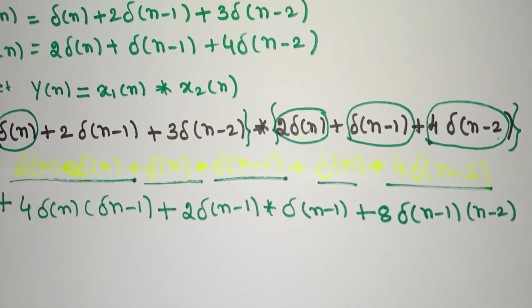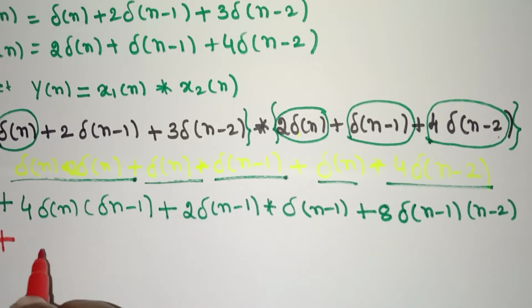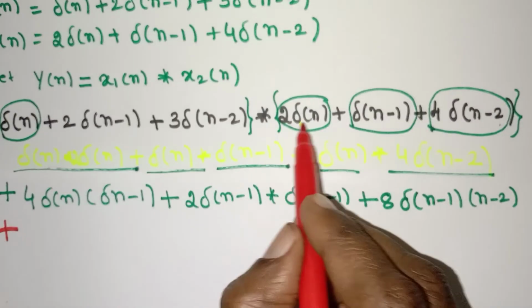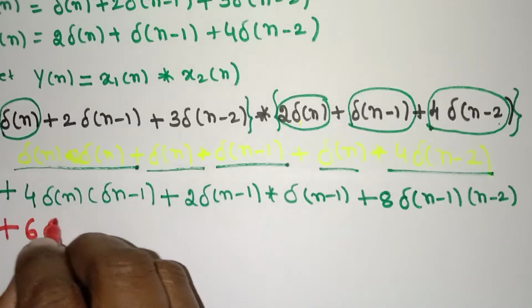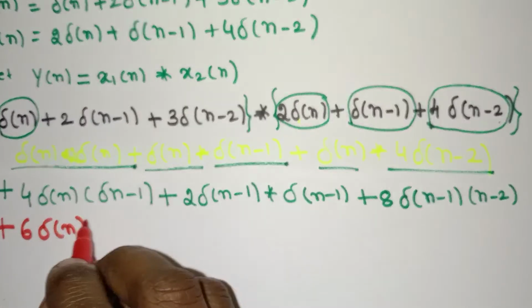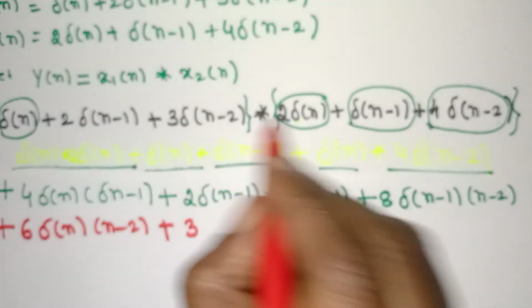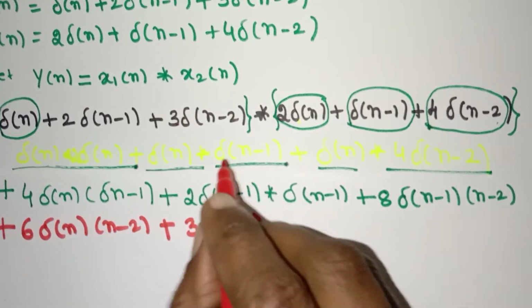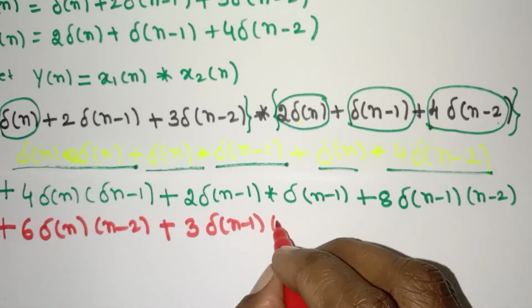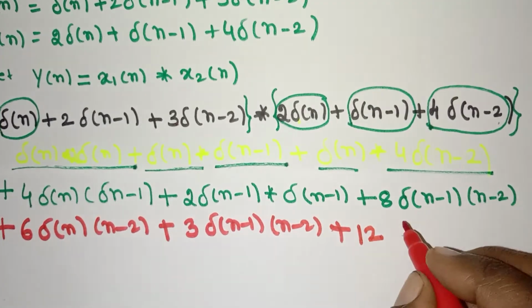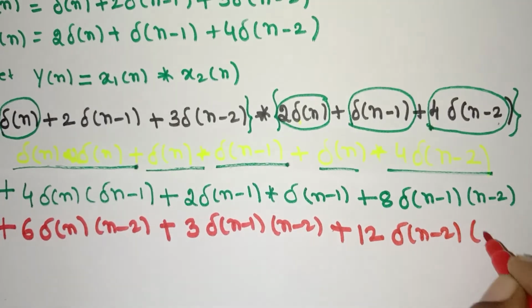Okay, so this is the multiplication of the second term to all the terms, and the next one is the final one. Once again I am writing here plus 3 delta n minus 2 into delta n, that is, I am going to write it as 6 delta n minus 2, plus 3 delta n minus 1 n minus 2. Next, plus 4 3s are 12, 12 delta n minus 2 n minus 2.